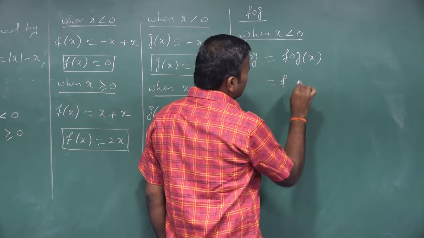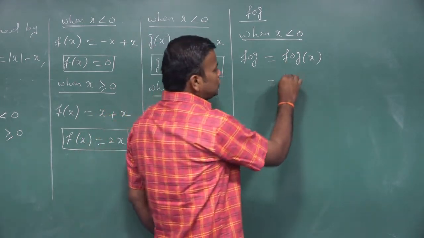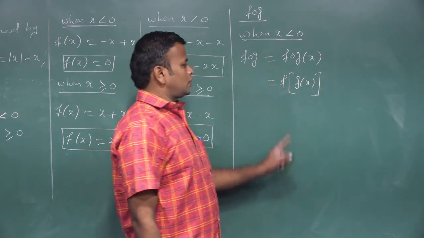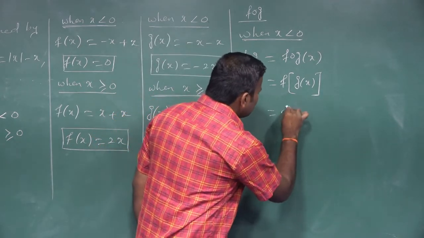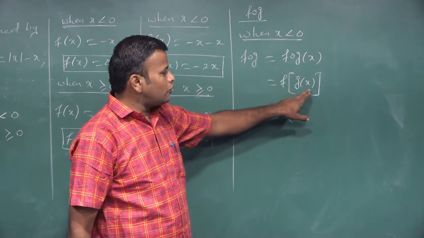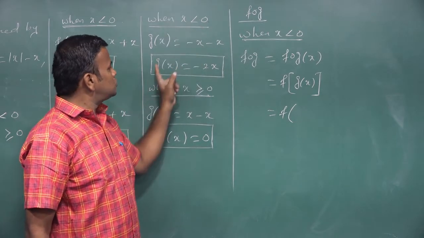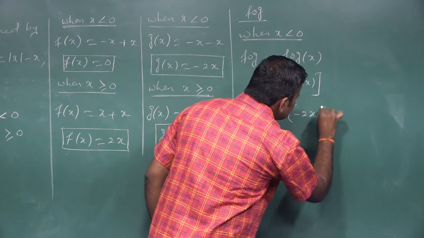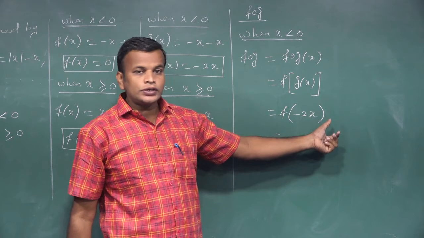Next, how to write f dot g of x? F of, what is the first function? F of, within a bracket, we write the second function. Now we see what is the value of g of x when x is less than 0. When x is less than 0, g of x value is minus 2x. So f of minus 2x. Now we find the value of f of minus 2x. Suppose we consider it is x.